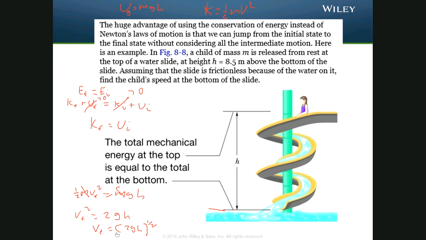Is it the same magnitude of V if it's free fall? It doesn't make a difference. Right? So what we're saying is we don't care about the path because there's only conservative forces here. So yeah, there's no difference between dropping and going down a frictionless slide.